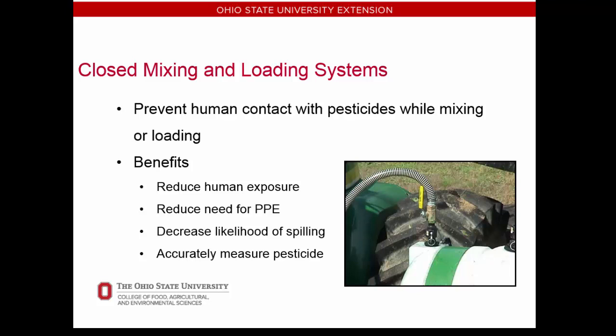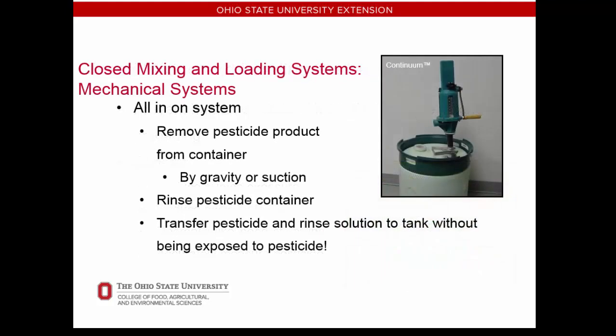There are two primary closed systems, either mechanical or water-soluble packets. Mechanical closed systems are available for many different equipment sizes, from backpacks to large volume rights-of-way or agricultural application equipment. A mechanical device removes pesticide from the product container using either suction or gravity and transfers it into the spray tank or directly into the spray line. It also allows for closed system rinsing and transfer of the container rinsate into the tank. Again, no human exposure.